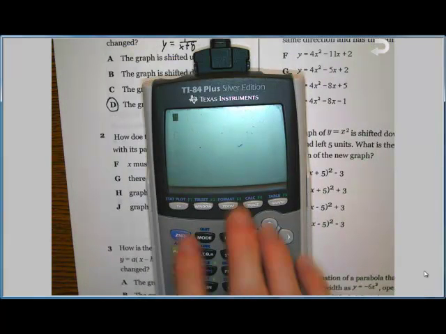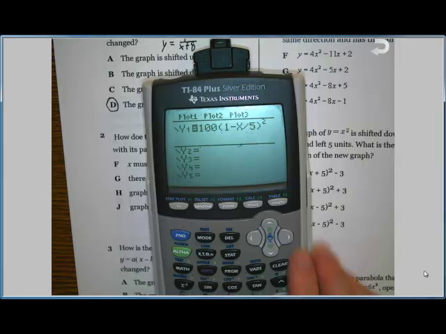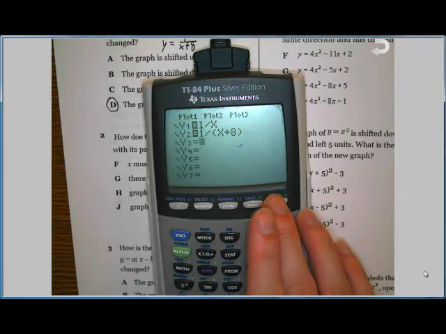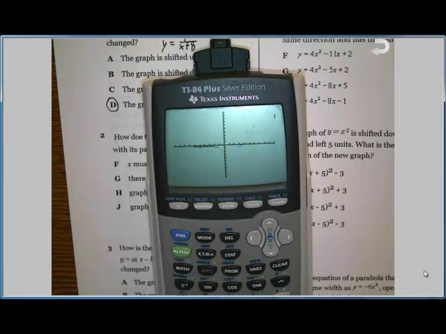So, we're going to go to our y equals, and we are going to do y is equal to 1 divided by x. That's our parent function. And then we're going to look at 1 divided by x plus 8. And then we are going to graph. And there's our original function. And then our transform, as you can see, has moved 8 units to the left. And that's it.